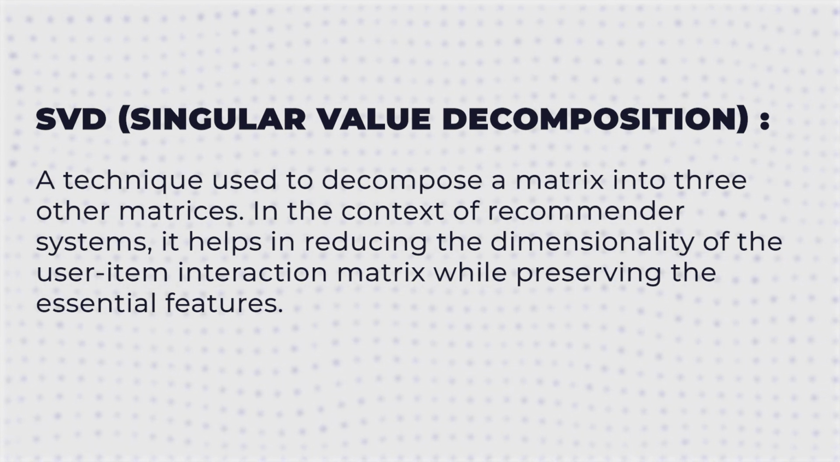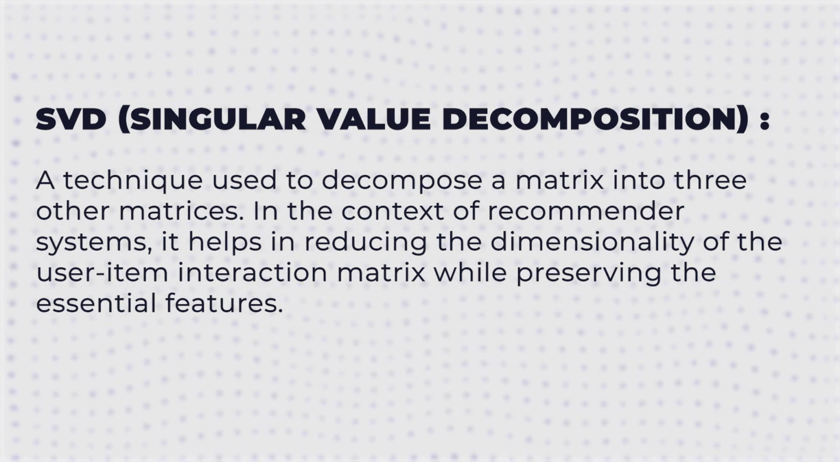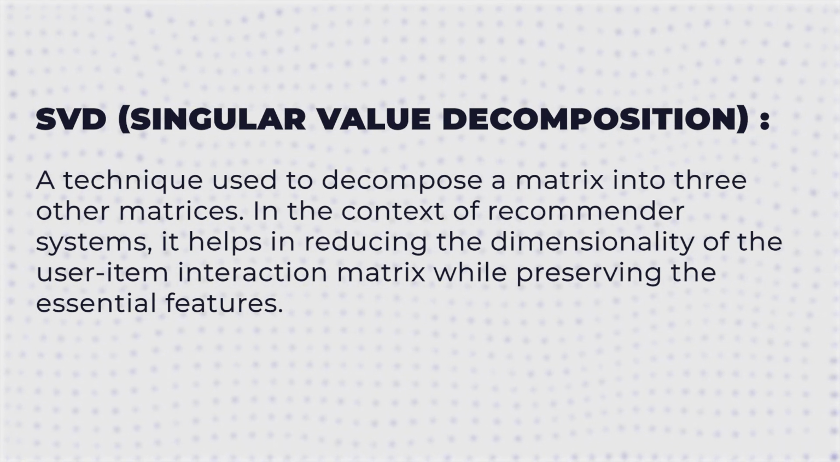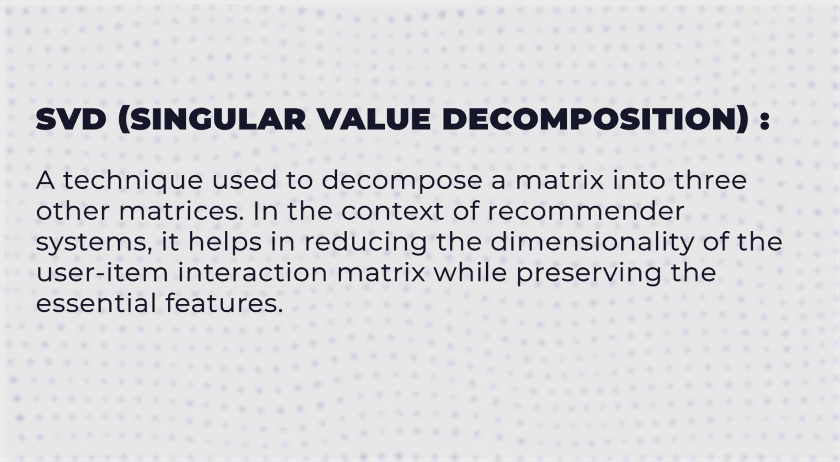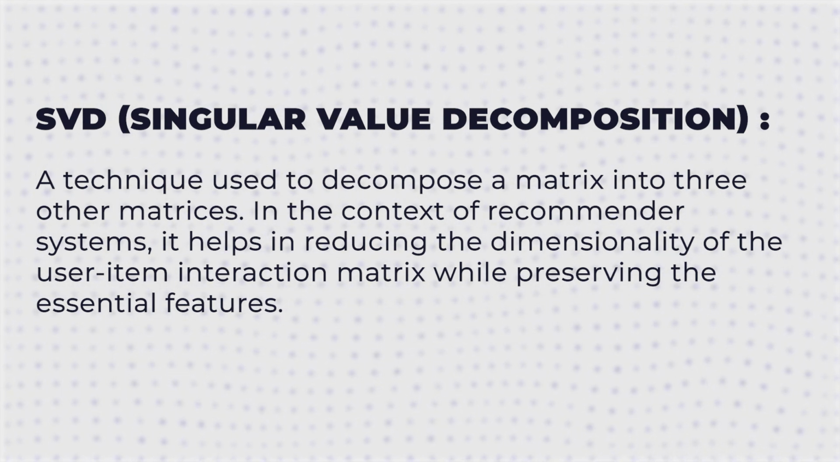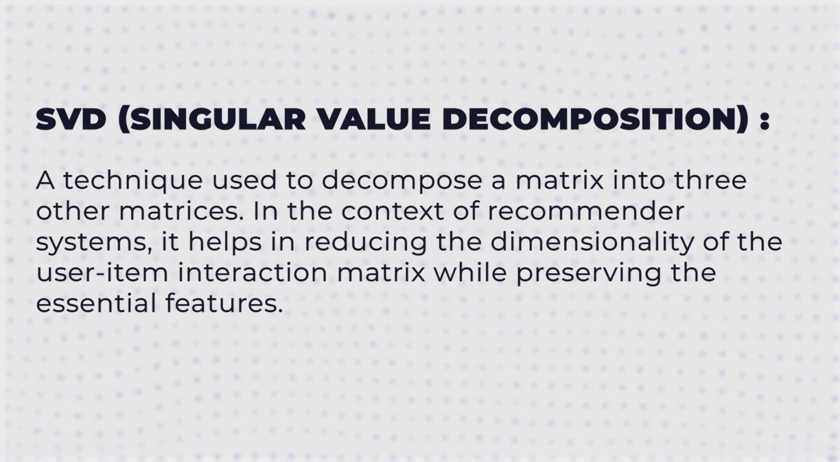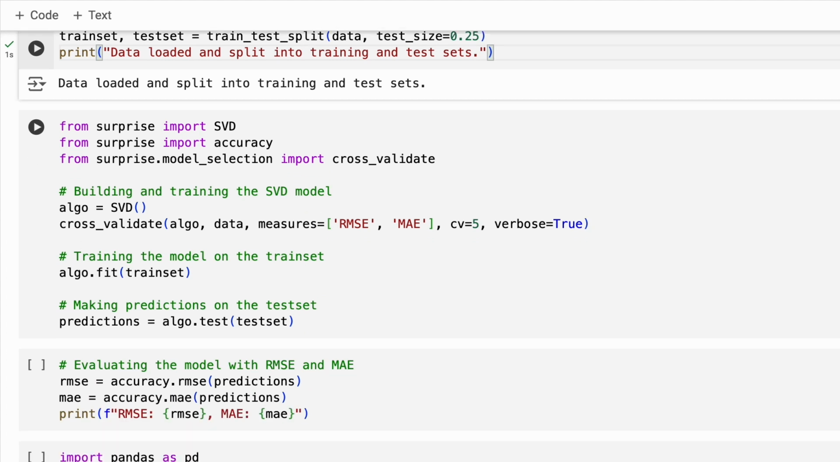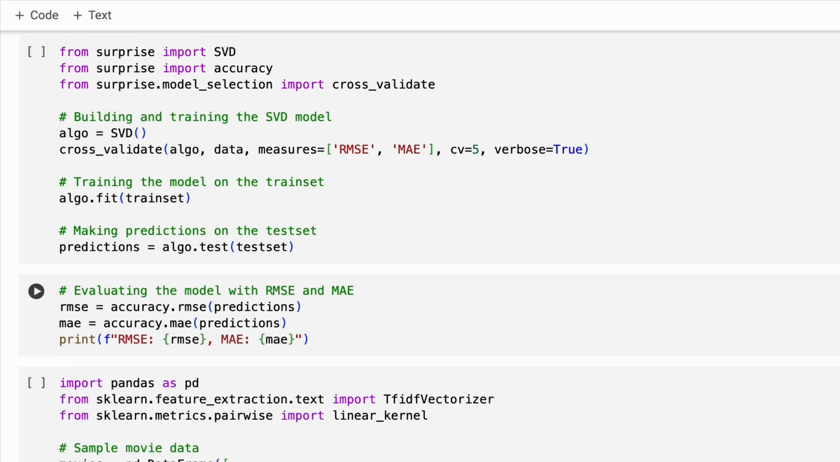In the context of recommender systems, it helps in reducing the dimensionality of the user-item interaction matrix while preserving the essential features. This decomposition allows us to capture the underlying structure in the data, such as latent factors representing user preferences and item characteristics. Evaluation is crucial to understand how well our model performs.